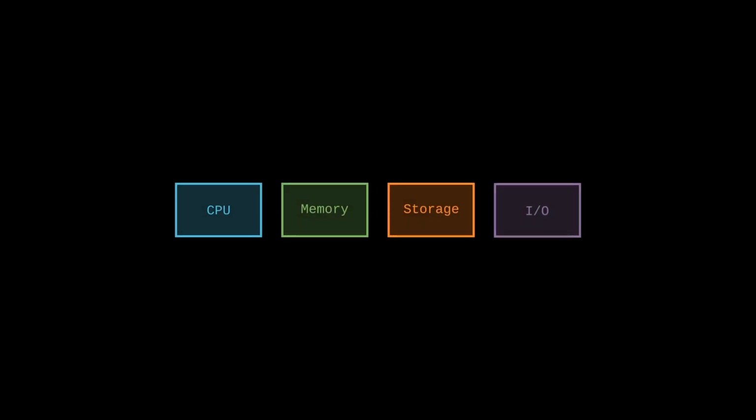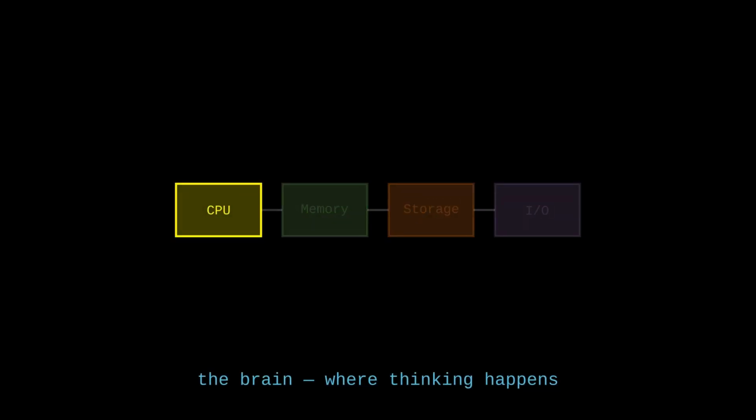Quick recap of where we are. We know that every computer follows the von Neumann blueprint: CPU, memory, storage, and input, output, all connected. And we know the CPU is the brain, it's where all the thinking happens. But we've been treating the CPU like a magic black box. We said the CPU processes things and moved on.